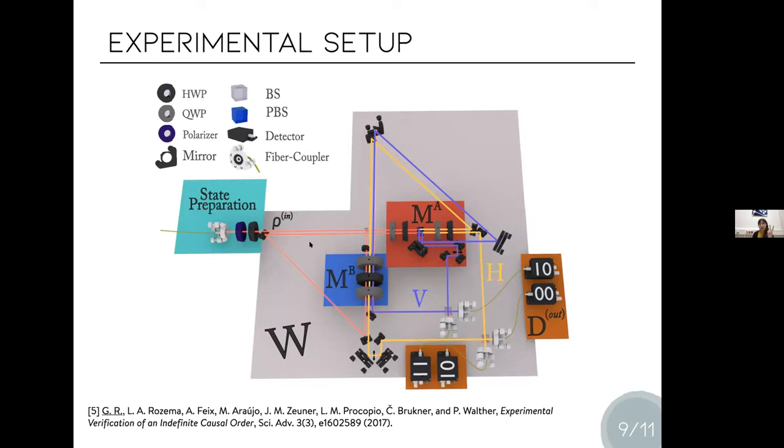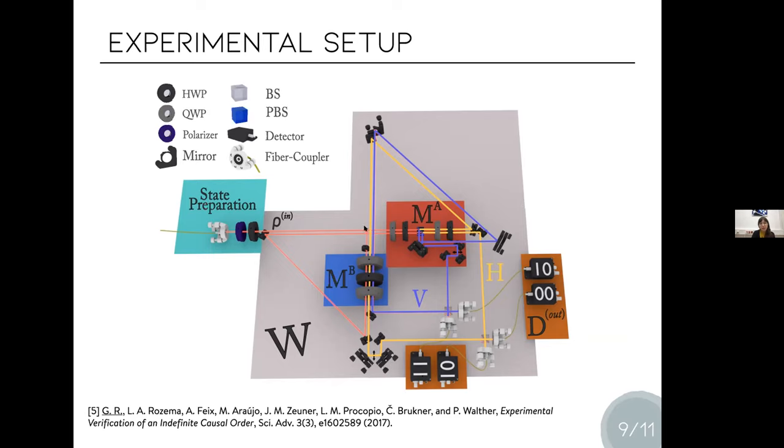We had two degrees of freedom to encode, right? The control system and the target system. We used single photons, which are quanta of light, and we encoded the target system in the polarization degree of freedom of the photons, and the control system in the path degree of freedom of the photons. We did a state preparation at first, which just involved some wave plates, a quarter and a half wave plate, to prepare the polarization. Then our single photons went through a beam splitter. The beam splitter would split the photons, either transmitted or reflected. This was a 50-50 beam splitter.